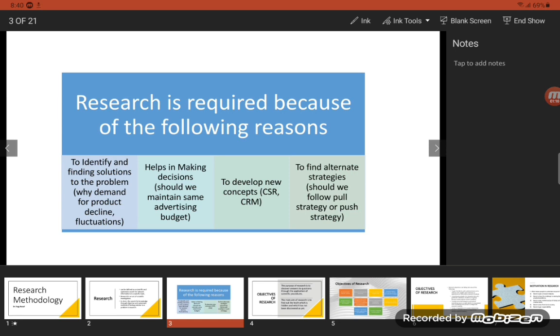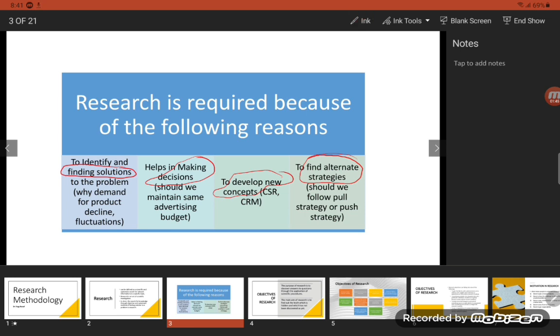So research is required for four main reasons. Number one, to find solutions. Number two, make decisions. Number three, develop new concepts. And finally, number four, find different strategies.